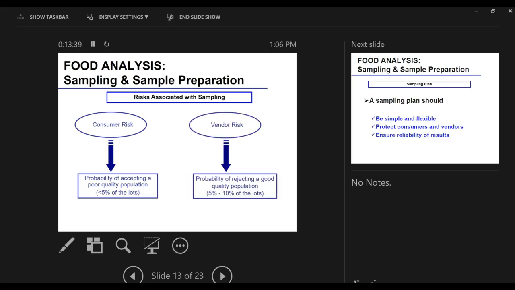There's also the vendor risk, because you don't want to reject a lot that is potentially good quality, because that costs you money. You lose money that way. So there is always also that risk, but it is higher. There is more leeway to that, 5% to 10% of the lots.